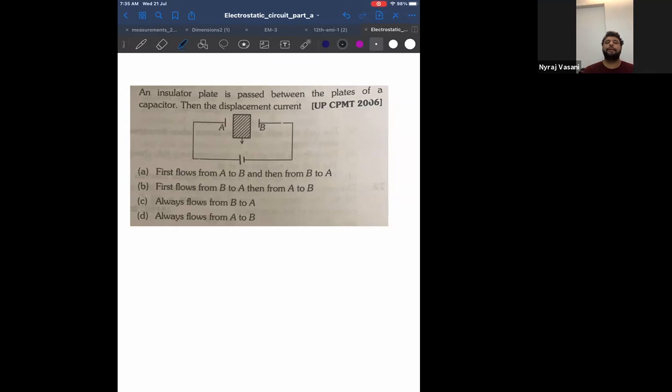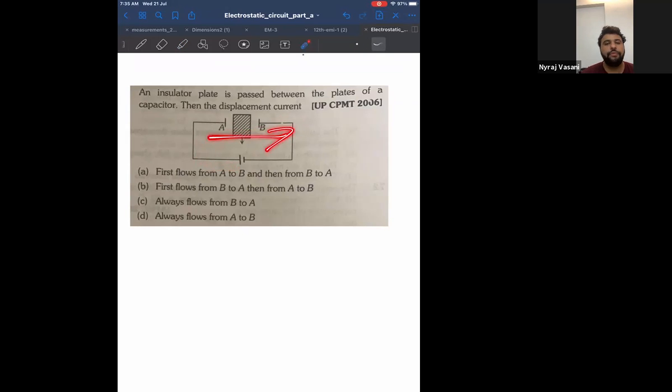Tell me, how does the current flow in the circuit? From where to where? Positive to negative. From A to B, correct? Yeah. So displacement current also is a part of current itself. Therefore, the main current flows this way.